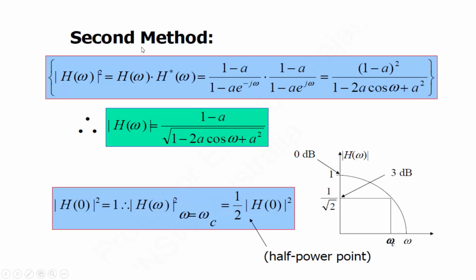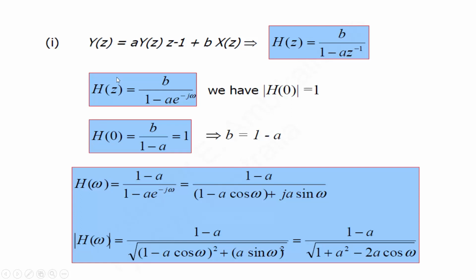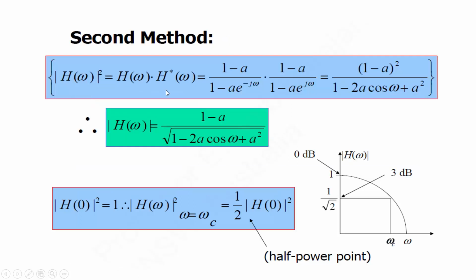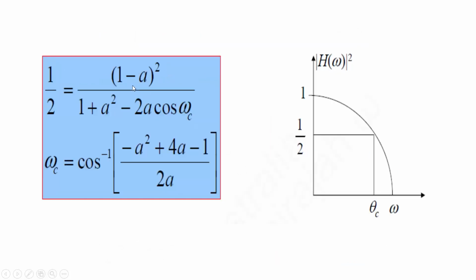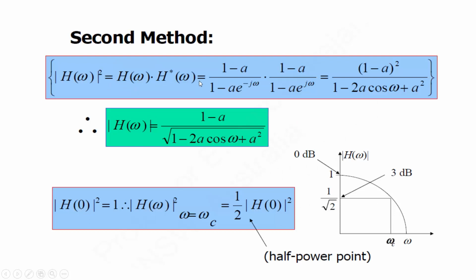There is a second method to calculate the magnitude response. H omega is given to us, and we multiply it with the complex conjugate of H omega. Our H omega is 1 minus a e to the power minus j omega, and when we take the conjugate, the j term becomes plus. If you multiply the two terms, you get the magnitude square, and then taking the square root gives the term equal to the previous formula.